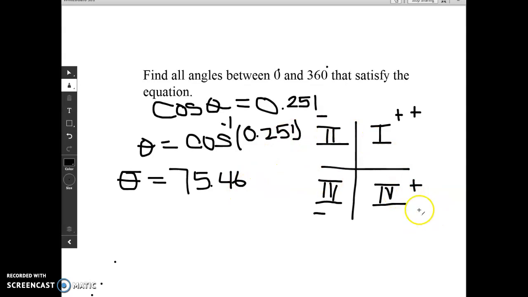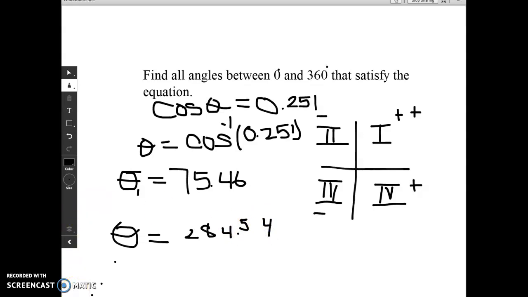So we know that the rule for finding a reference angle in quadrant 4 is to subtract from 360. So let's do that. We'll do 360 minus 75.46. When I put that in my calculator, I got 284.54.